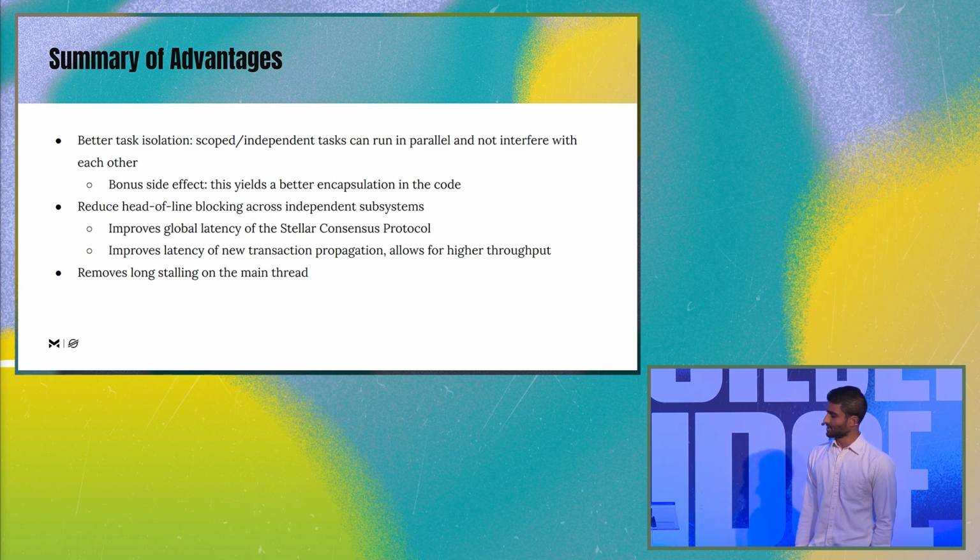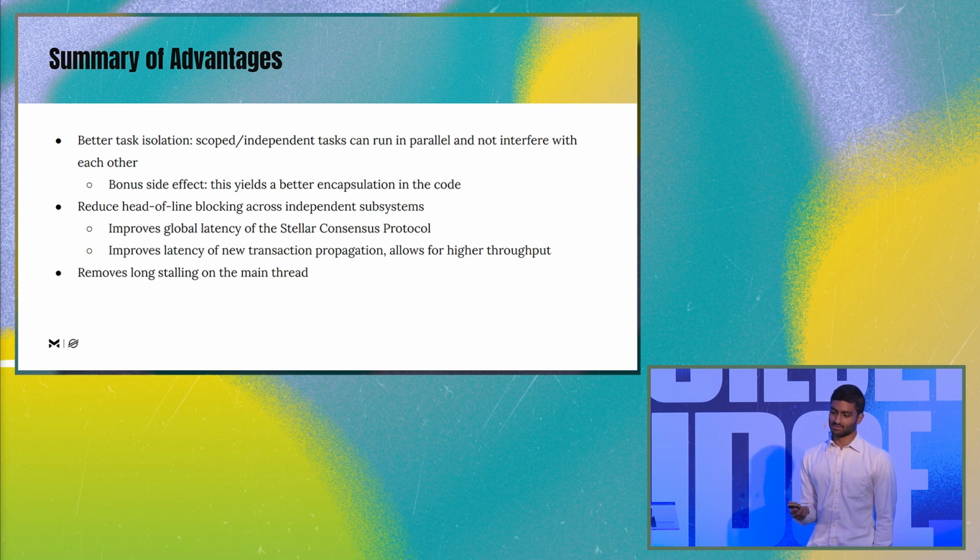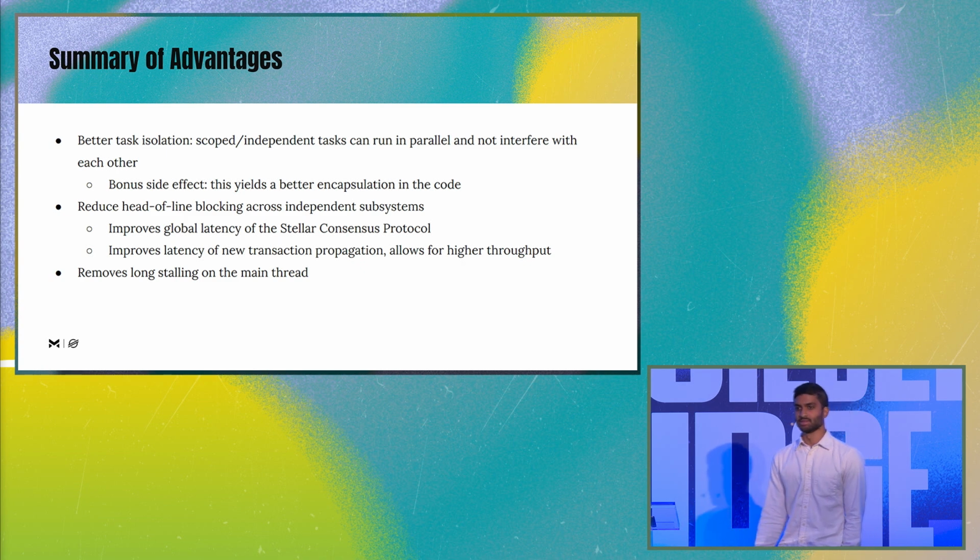The second is that we have reduced head-of-line blocking across independent subsystems. So this first improves the global latency of the Stellar Consensus Protocol, and also improves latency of new transaction propagation, which allows for higher throughput. And finally, it removes long stalling on the main thread.